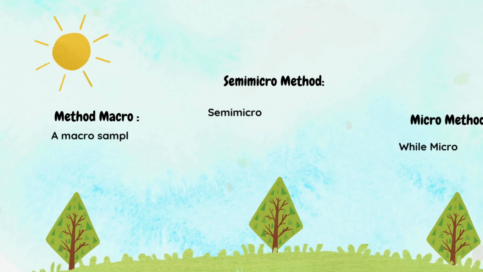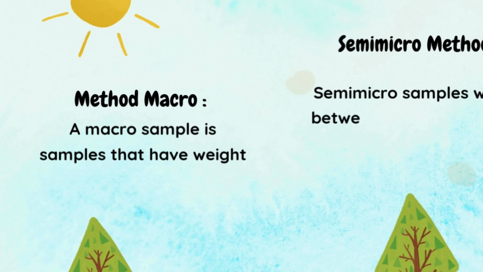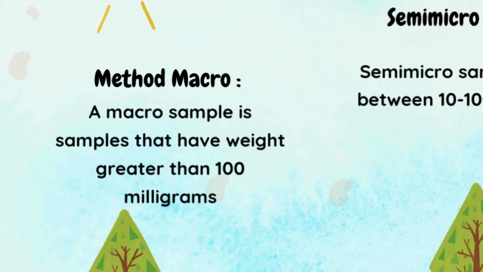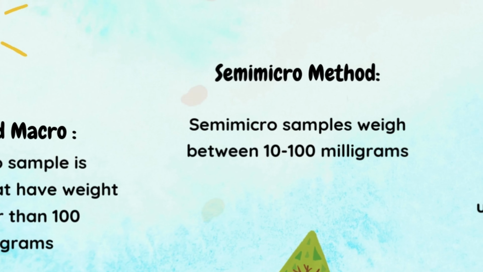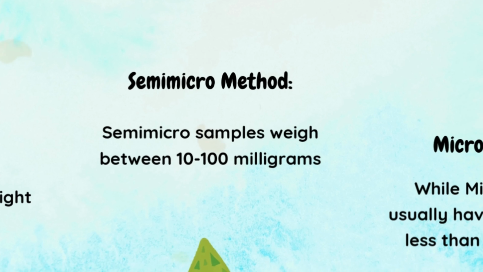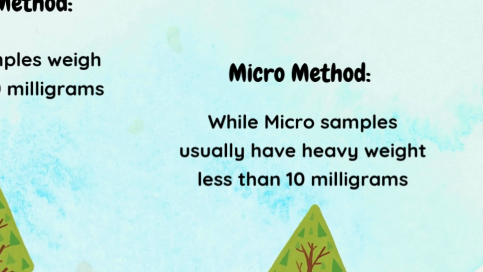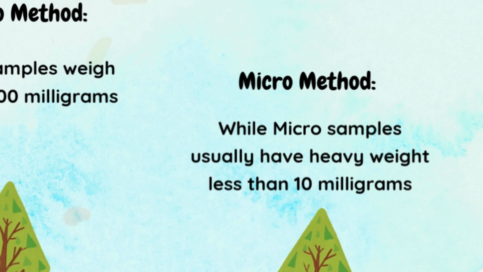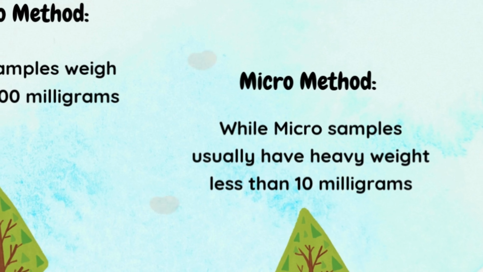Macro method. A macro sample is a sample that has a weight greater than 100 milligrams. Semi-macro method. Semi-macro samples weigh between 10 to 100 milligrams. Micro method. Micro samples usually have a weight of less than 10 milligrams.